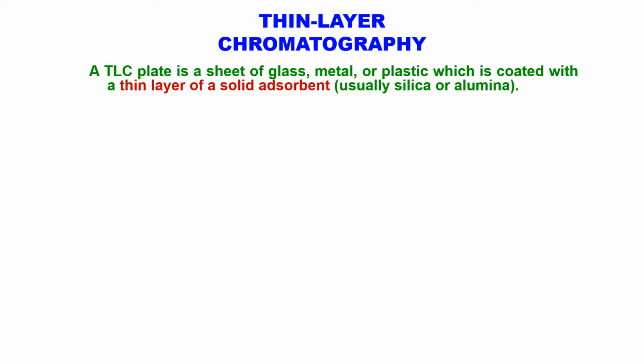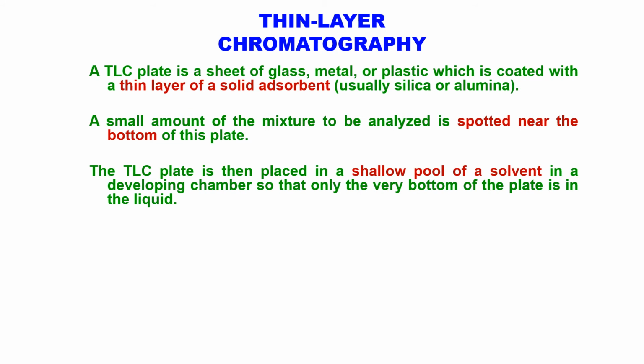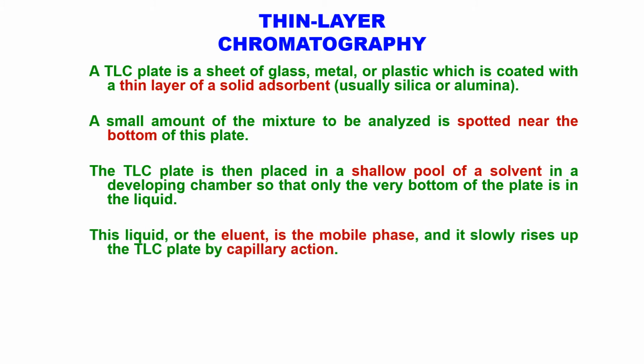So what happens, after this silica or alumina is coated on whatever sheet we want to use, it is dried and a small amount of mixture is applied at the bottom, and this plate is then placed in a solvent chamber which is called the chromatographic chamber. As the liquid moves up via capillary action, the mobile phase, which is formed by the solvent, moves, and across the path of the mobile phase there is a separation of various components of the sample applied.